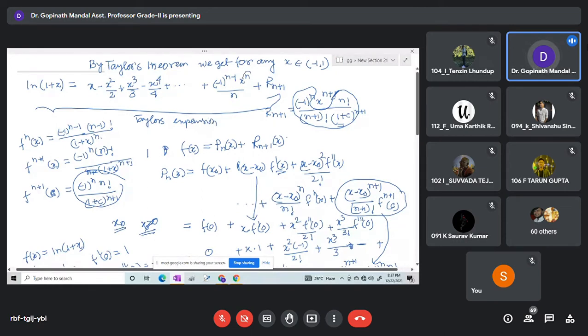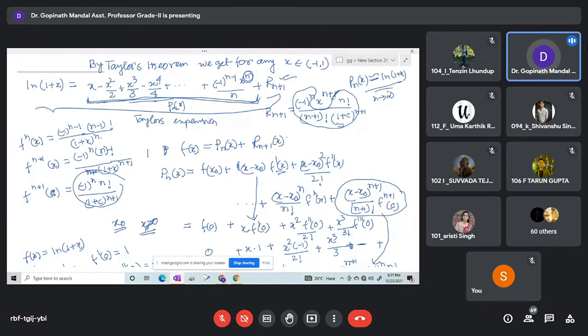So when n tends to infinity, Rn plus 1 tends to 0. That means the Pnx term will be approximately equal to ln(1 plus x) when n tends to infinity, right?